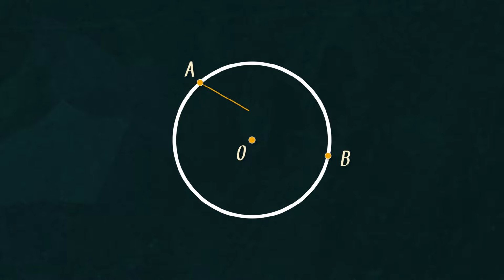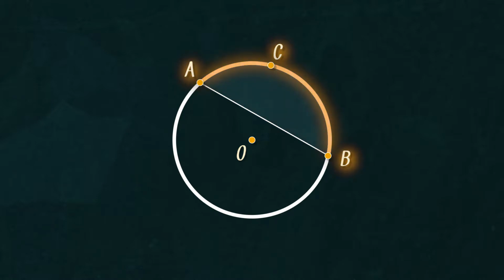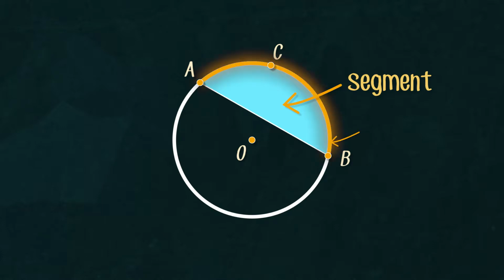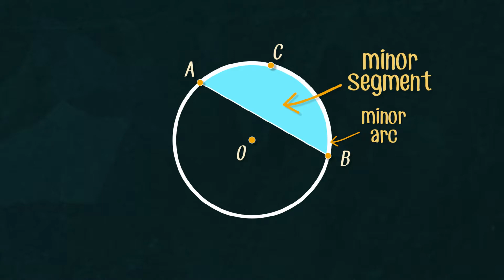Points A and B make a chord, while points A, C, and B form an arc. This part of the circle bounded by the chord AB and the arc ACB is a segment. This arc ACB is a minor arc, so this is a minor segment.